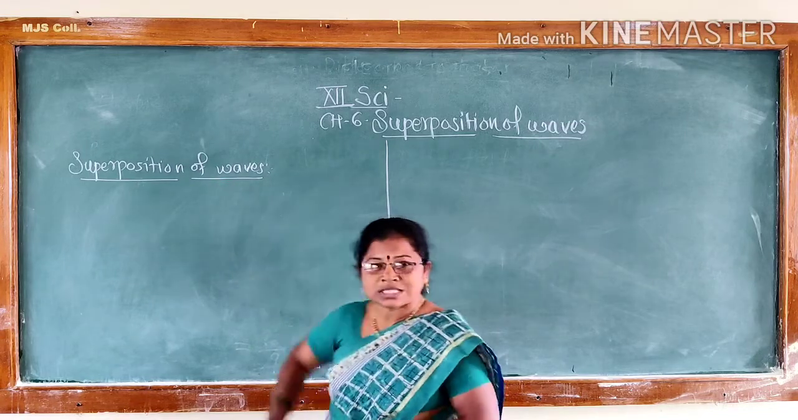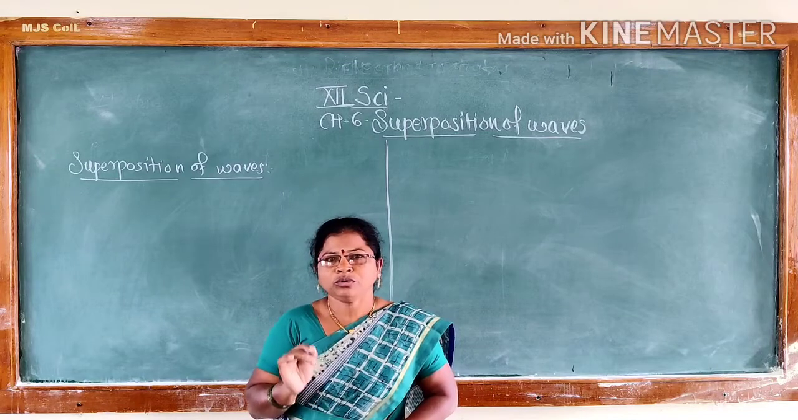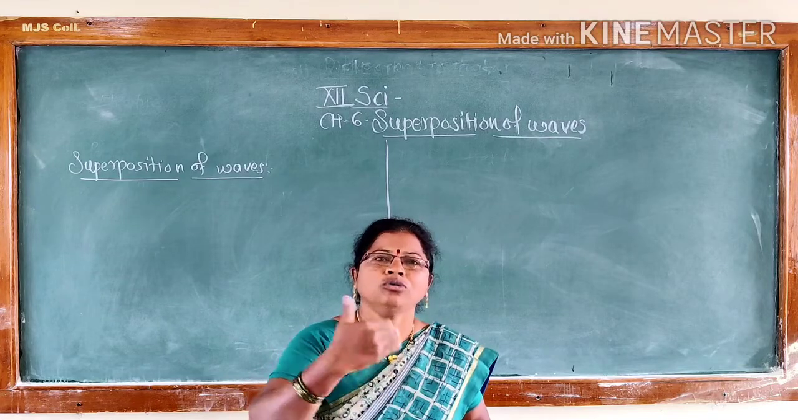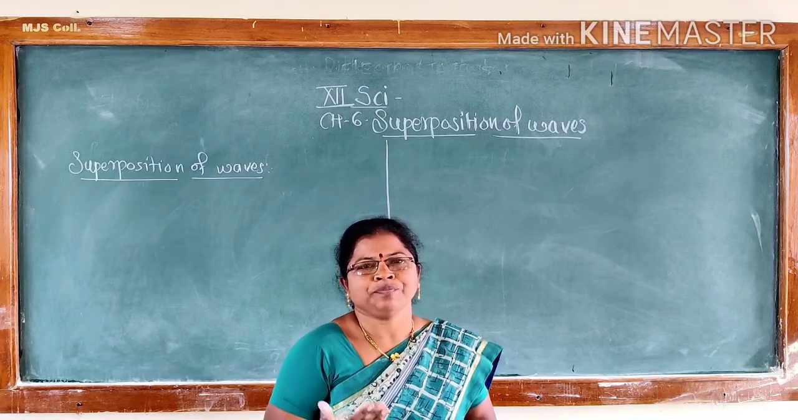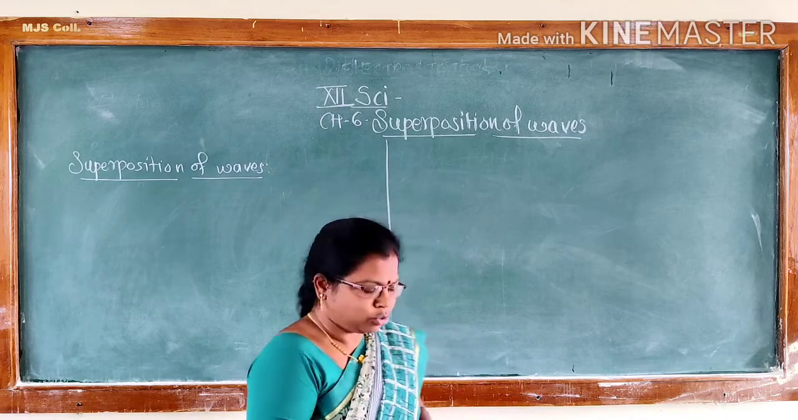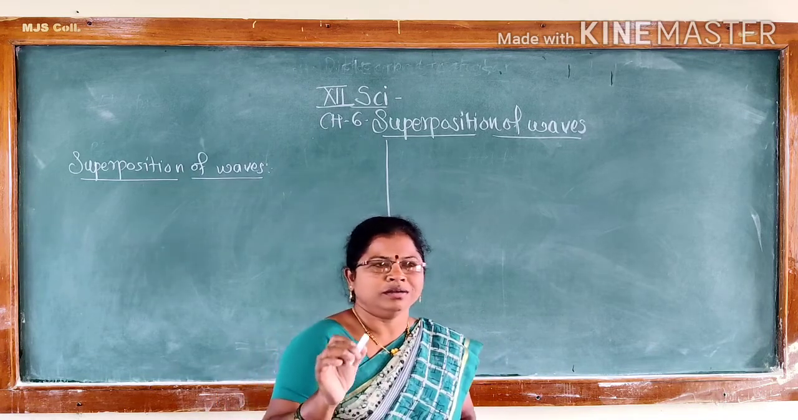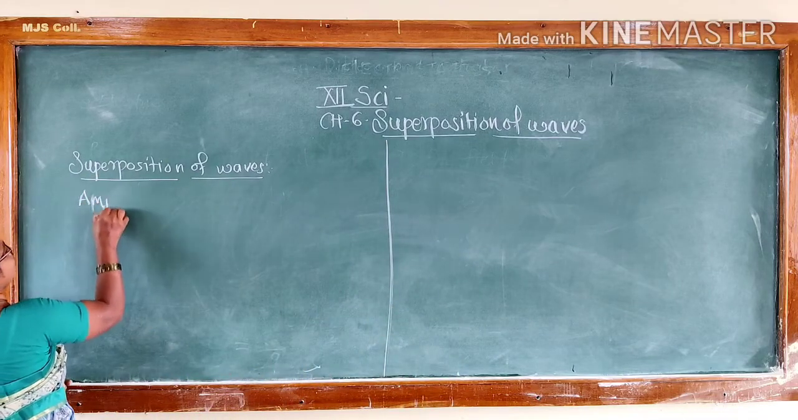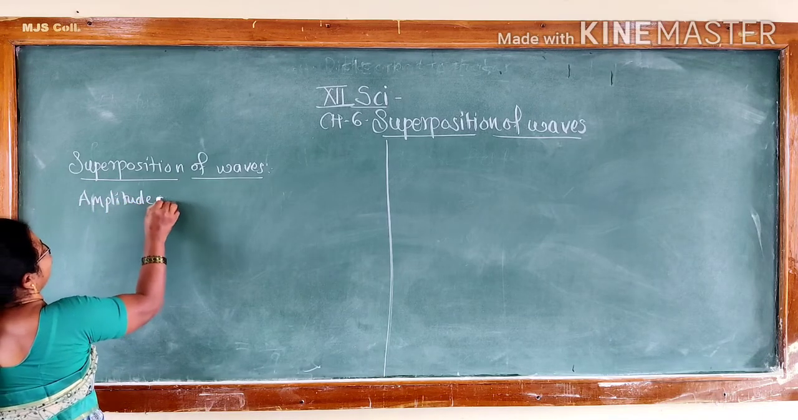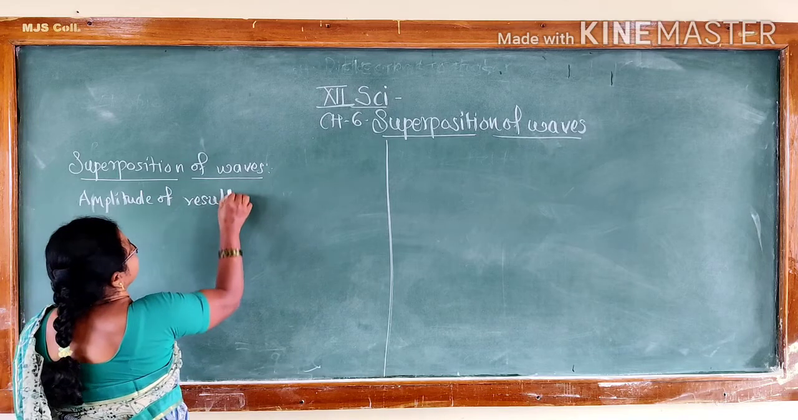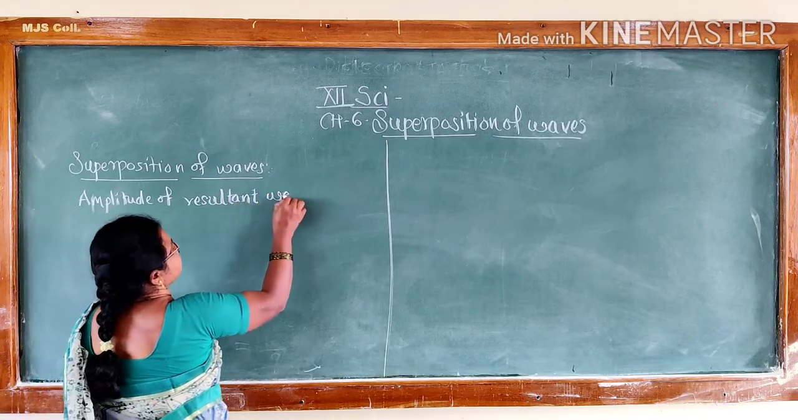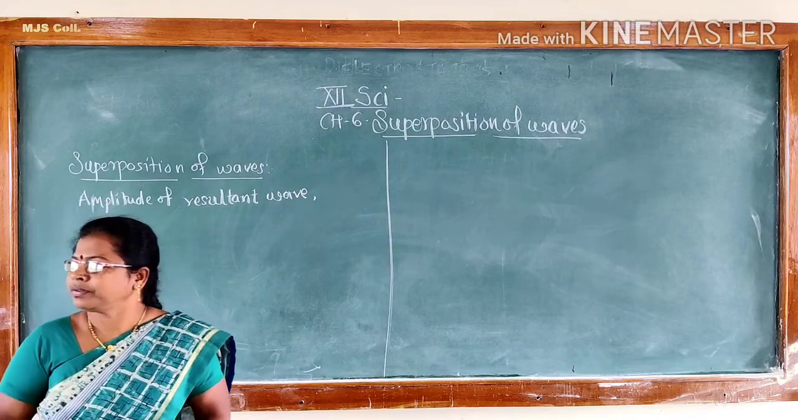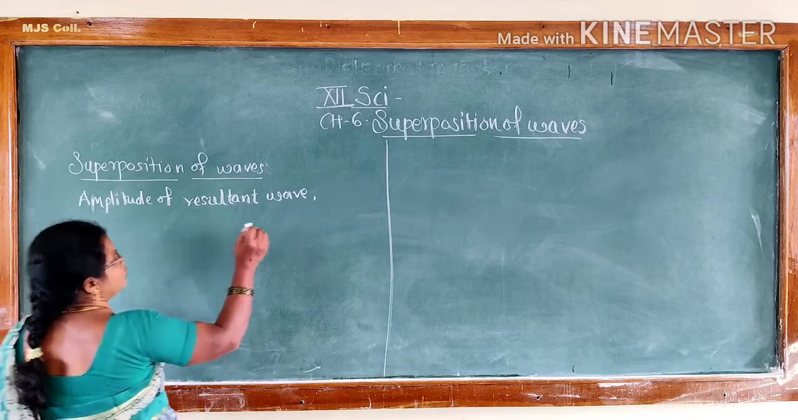So what is the value of amplitude when two waves interfere with each other, when they are in phase, when they are out of phase? So we are going to see those values in this case. Next one more, that is the amplitude of the resultant wave produced due to superposition of two waves.